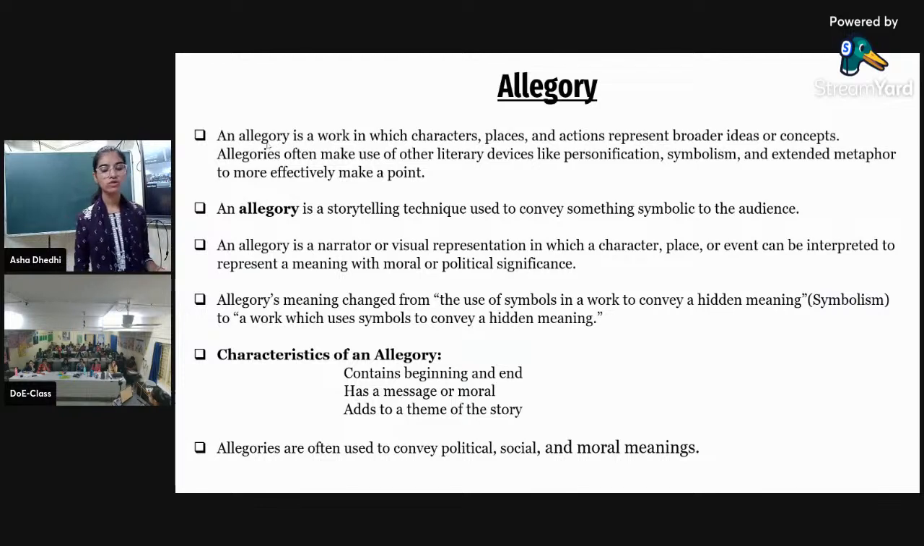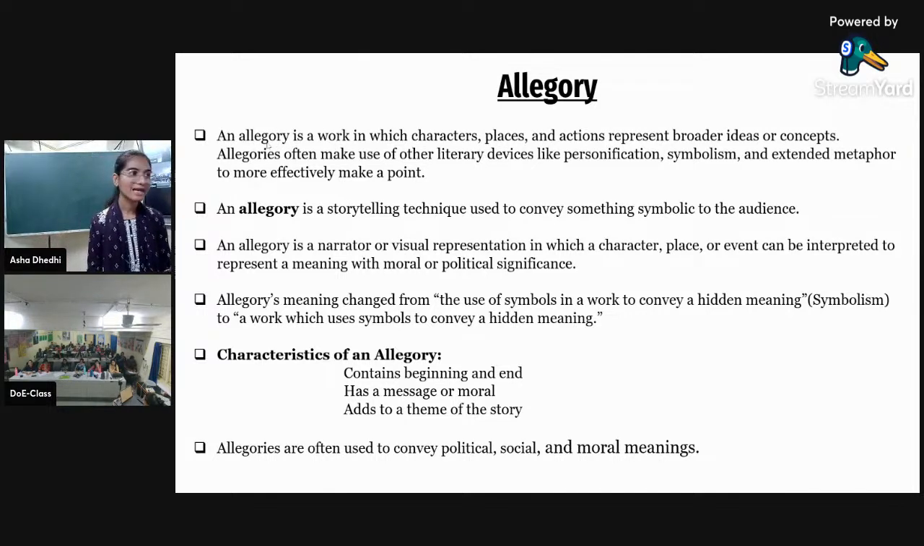So let's get back to our first term for today, that is allegory. Now what is allegory? An allegory is a work in which characters, places and actions represent broader ideas or concepts. Allegories often make use of other literary devices like personification, symbolism, and extended metaphor to more effectively make a point.